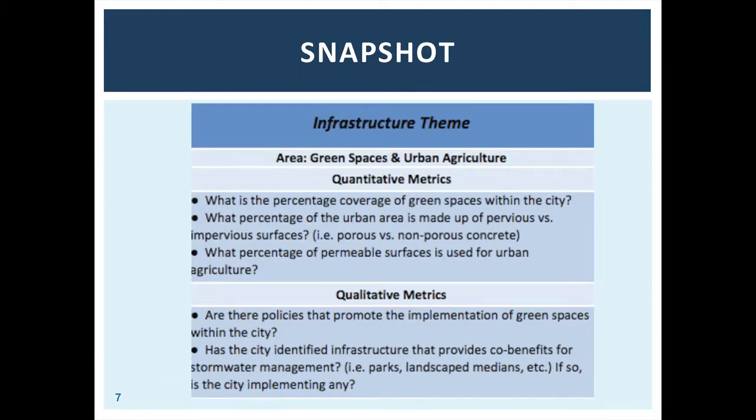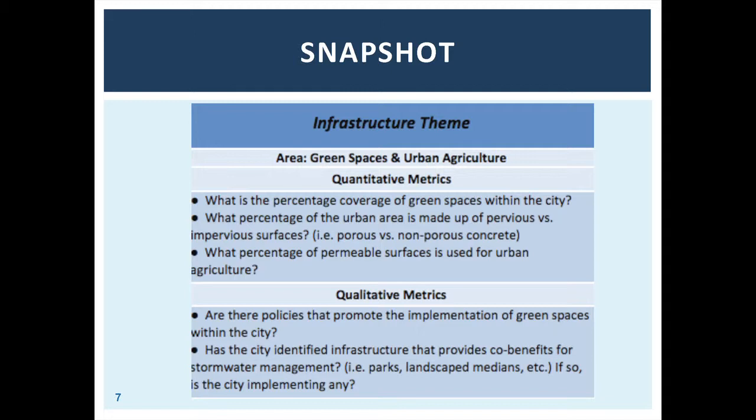So I'd like to go through a few examples of what we specifically developed and what our instrument looks like in practice, specifically regarding two instances where we were able to identify parallels between these two systems. So the first is under our infrastructure resilience theme, and the key subject area here is green spaces and urban agriculture. So one metric that we identified, which is particularly important for stormwater management, is what is the percentage of pervious versus impervious surface in a city?